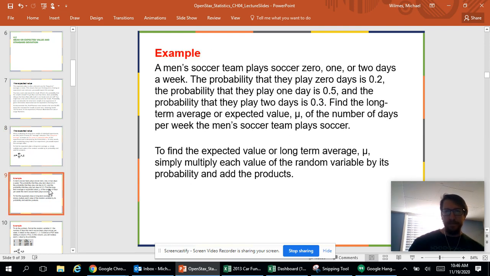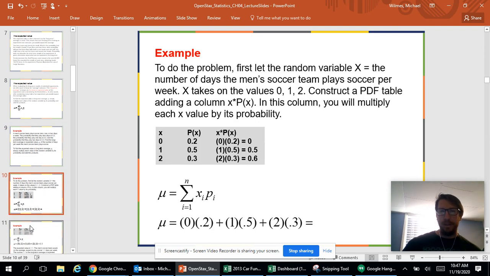Let's do a few examples. Here we have a soccer team playing 0, 1, or 2 days a week. The probability they play 0 days is 20%, 1 day is 50%, and 2 days is 30%. Find the long-term average or expected value, the mu, of how many days of soccer they play in an average week. To find the expected number, we multiply each value by the probability. Here's our probability distribution table from last time, with our outcomes: 0 days, 1 day, 2 days. We multiply these together: 0 times 0.2, 1 times 0.5, and 2 times 0.3.